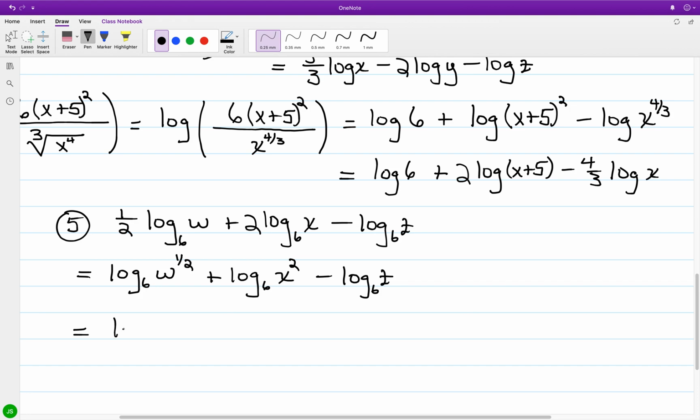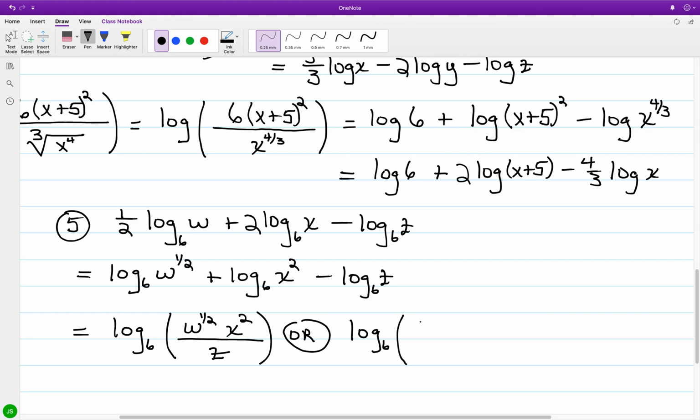And as we combine as a single base 6 logarithmic term, first two terms are positive, so we have w to the 1/2 and x squared at the top. And in the denominator, we have z. And where we have fractional exponents, you can also write the result as the base 6 logarithm of, and we can switch the order, x squared, w to the 1/2 will be the same as the square root of w, and we have all over z.